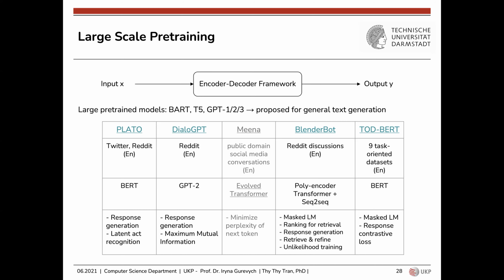Each of them has their own additional objectives to improve training, such as latent act recognition that predicts the response action. The response is generated conditioned on the latent variable and the context. Another interesting objective is maximum mutual information. It employs a pre-trained backward model to predict the source sentence from the given response. More details can be found in this paper.